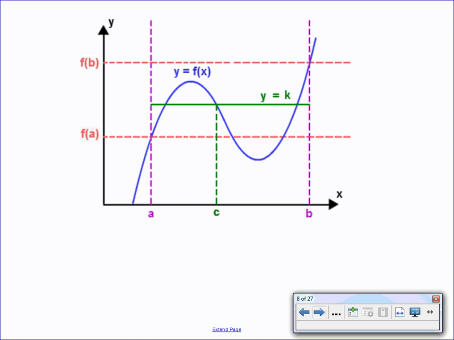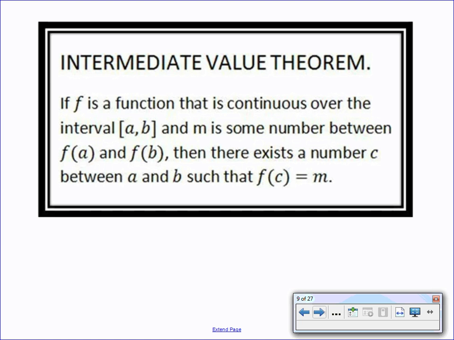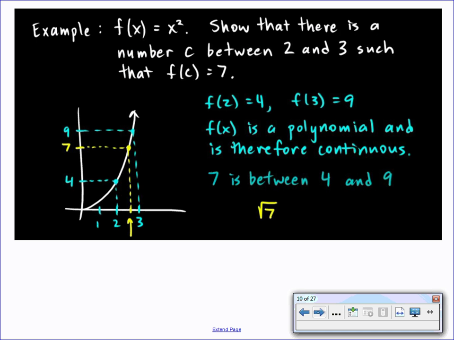All right, so if f is a function that's continuous over the interval a to b, and m is some y value in between f at a and f at b, then there exists a number c between a and b such that f of c equals m, and we saw the visual representation. We're not going to do these first couple problems. I just want to set you up.